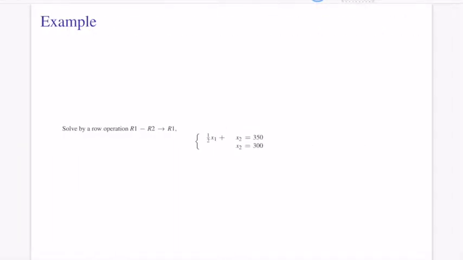Let's start from a simple example. 2x2 linear system. Of course, there is a different way to solve this example, but we're going to perform the row operation required by this example. So the row operation we're going to do is R1 minus R2 replace R1. So row 1 minus row 2 replace row 1.